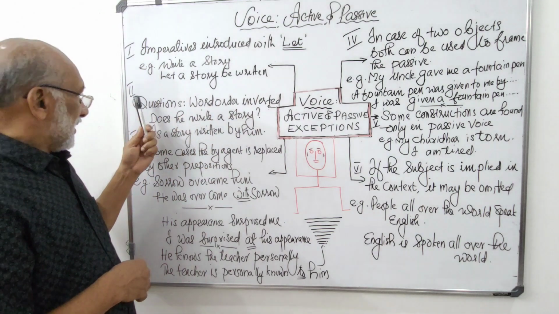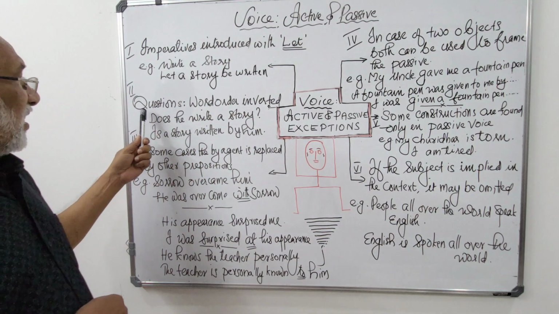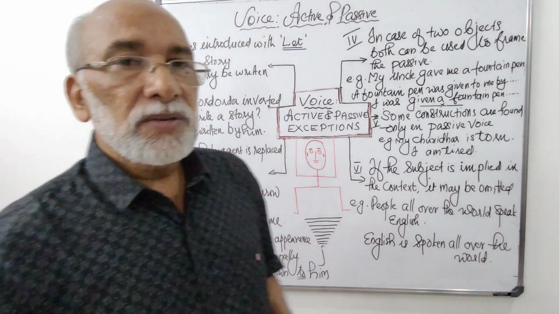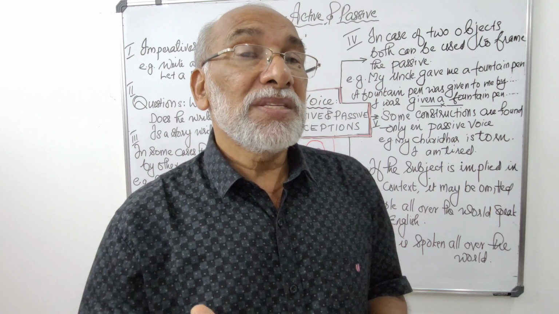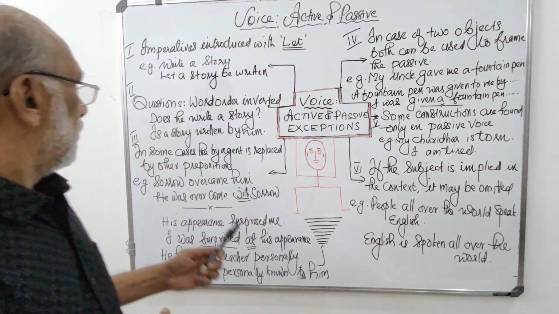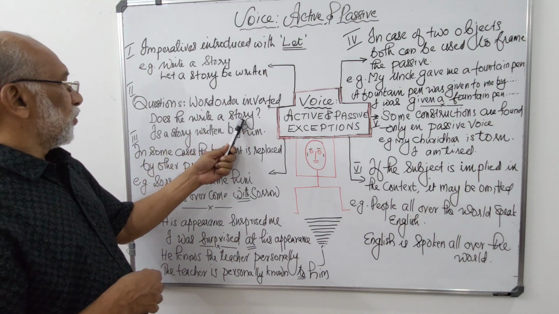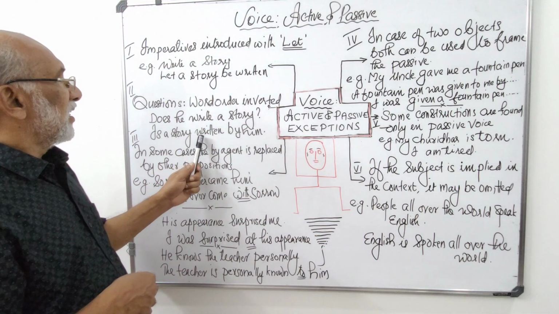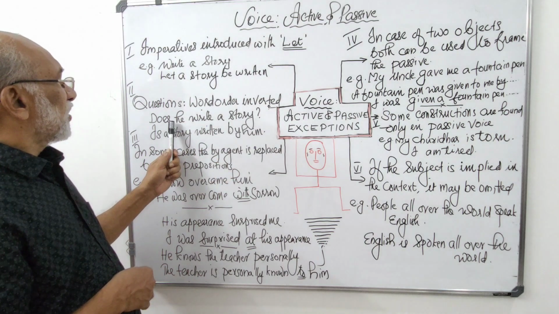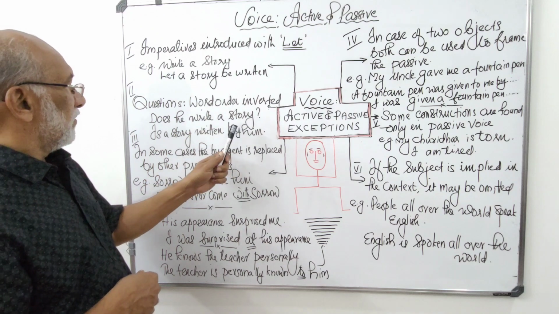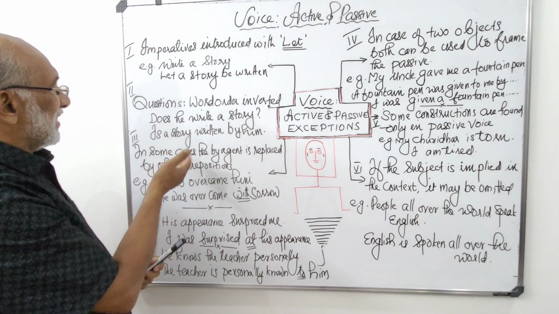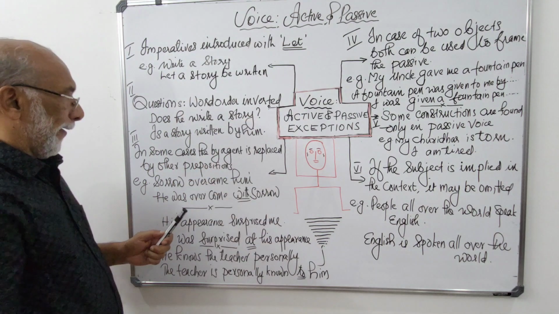Second case is regarding questions. Word order is inverted. Regarding questions, the only change that comes is the change of word order. Let's see an example. Does he write a story? Is a story written by him? Actually, if it is not a question, the sentence is he writes a story. That's why when we change it into passive, the structure is a story written by him.